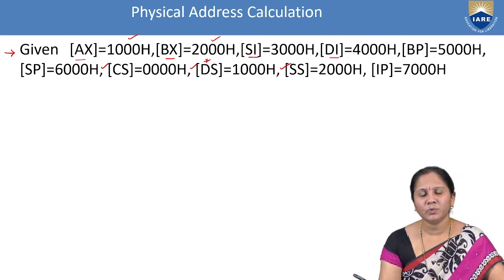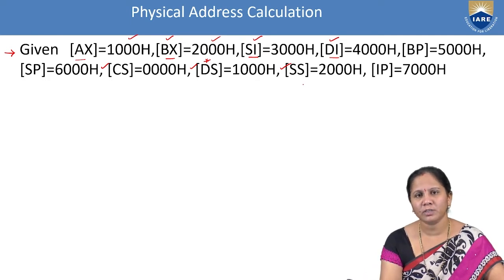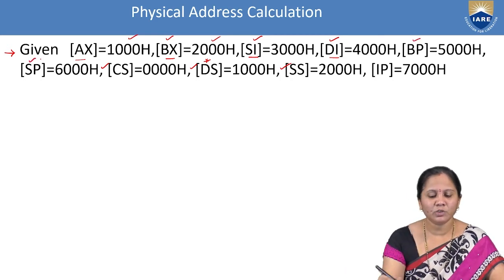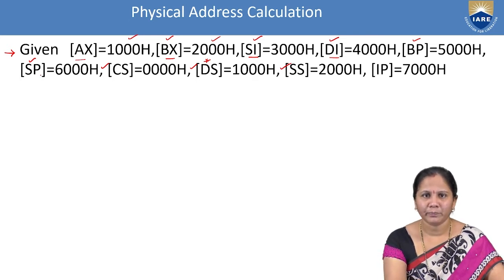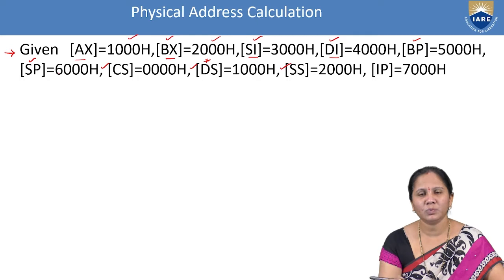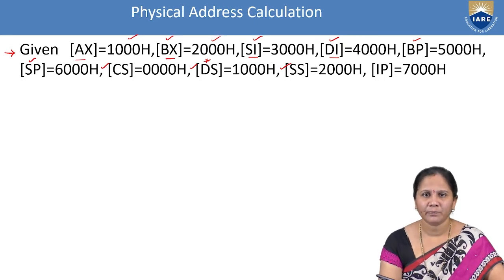And the registers which will give the offset address are the BX register, which is a base register. SI and DI are the index registers, and index registers also represent the offset address. BP and SP are the pointer registers, one is the base pointer and the other is the stack pointer. So the base register, pointer registers, and index registers will give the offset address.